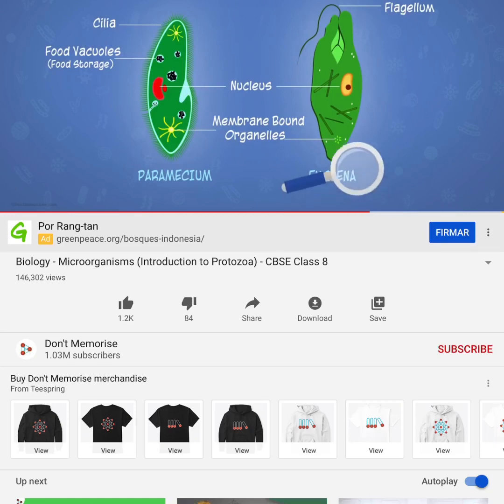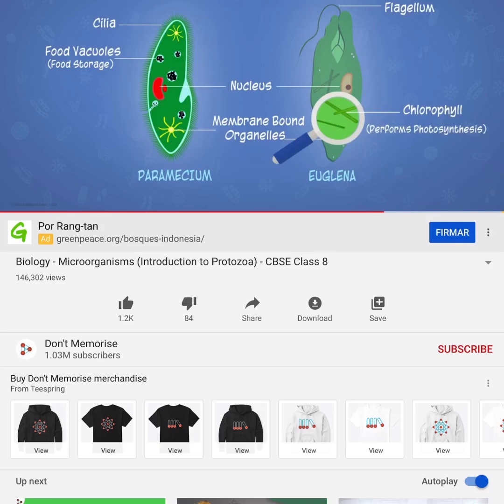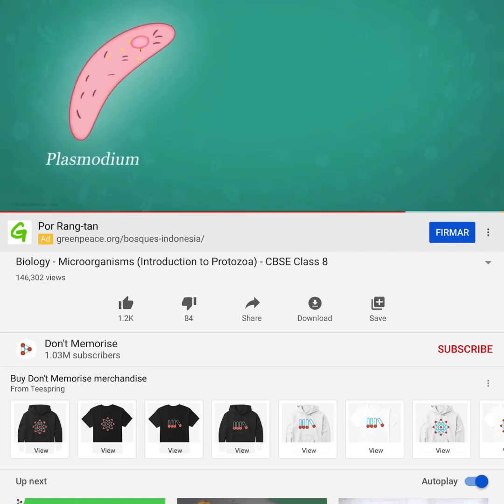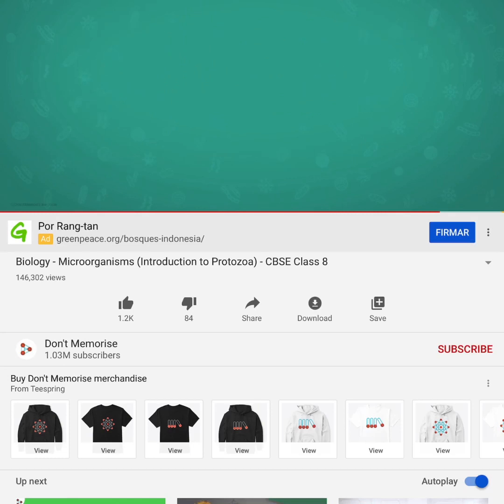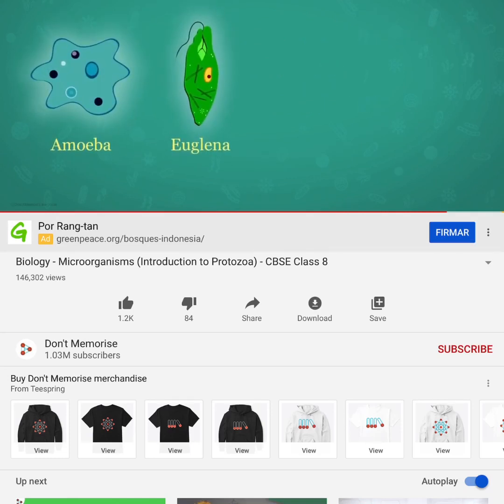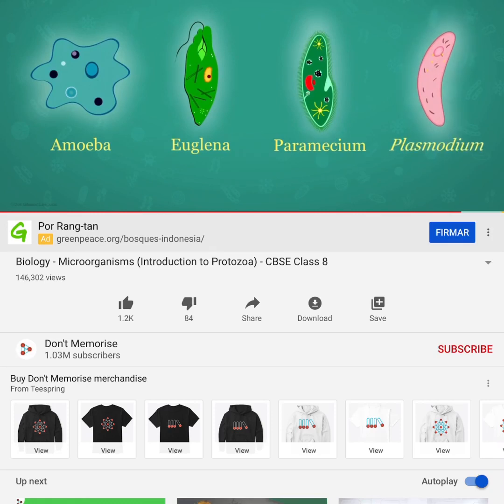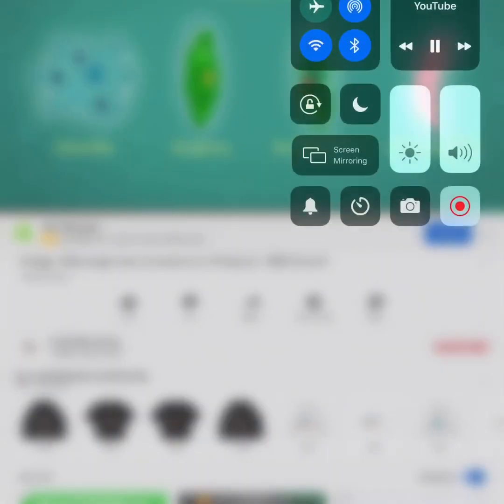Only a few rare exceptions include the chlorophyll containing euglena. It usually performs photosynthesis, but others lack the capacity to do so. Many organisms belonging to the protozoan group are well-known parasites. They derive nutrition directly from the body of living organisms. So they do not kill the host, but do harm them severely. A few commonly known examples of protozoans include amoeba, euglena, paramecium, and the disease-causing Plasmodium. This was about the third category, that is the protozoa.